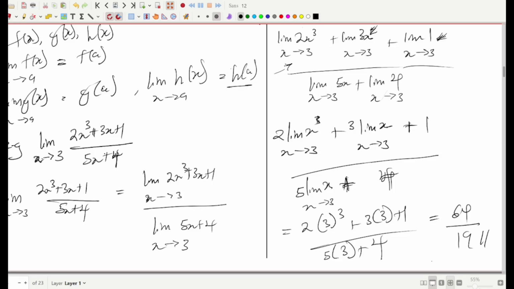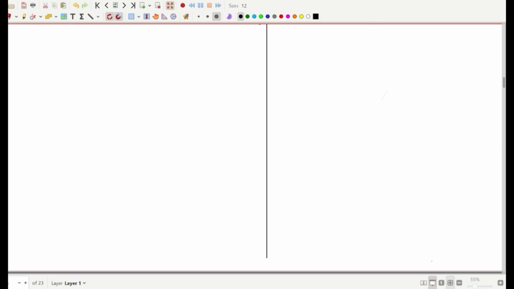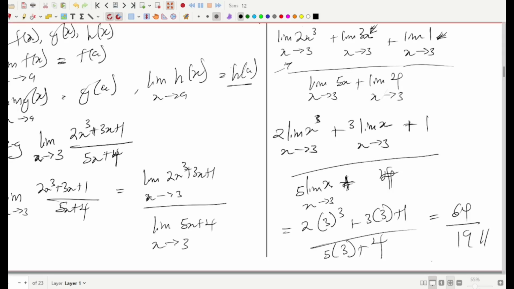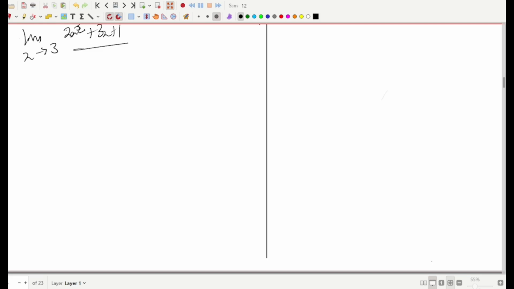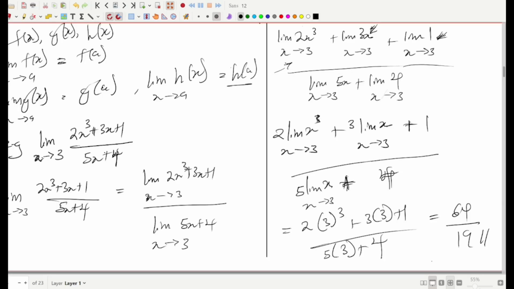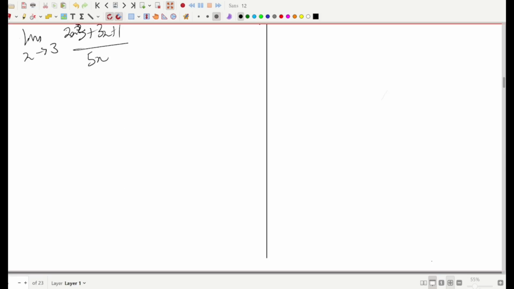As I said, you can also do direct substitution. It will also work. Now, for the direct substitution, limit as x approaches 3 of 2x cubed plus 3x plus 1 divided by 5x plus 4. Okay, I'm sorry, I misspoke earlier, it's actually 2x cubed plus 3x plus 1.